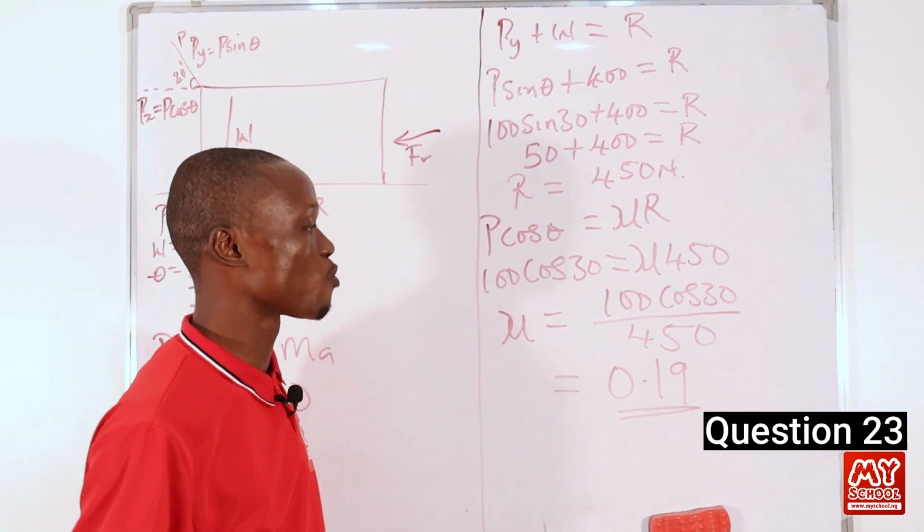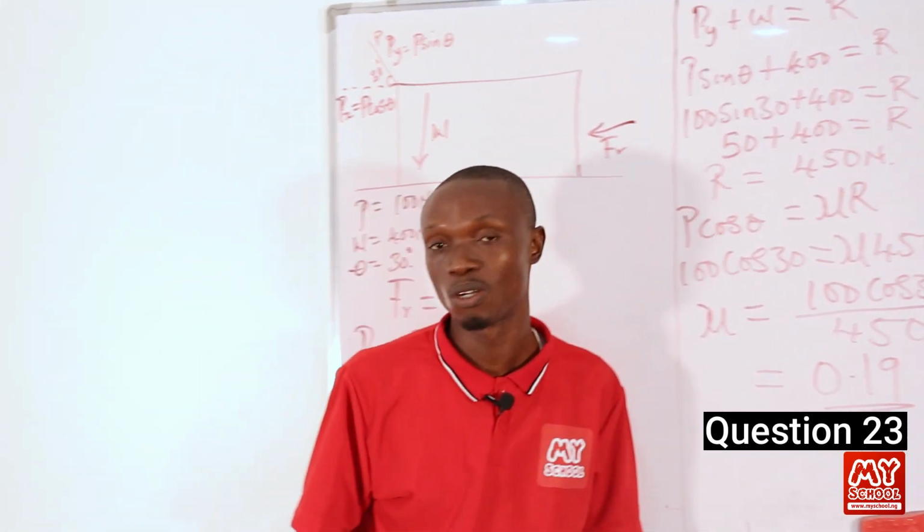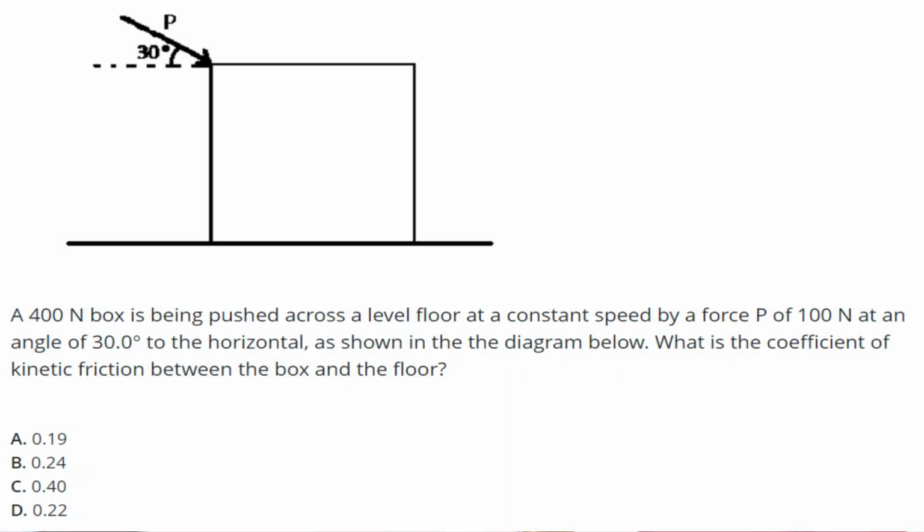So let's move over to the screen to pick the correct option. From our calculation, we got the coefficient of kinetic friction between the bus and the floor to be equal to 0.19. So that makes option A the correct option.